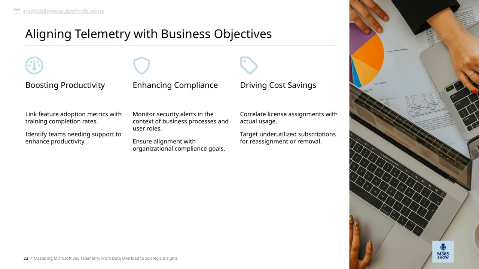By doing this, we ensure our security measures are aligned with our organizational compliance goals, keeping us protected and compliant. Lastly, linking feature adoption metrics with training completion rates allows us to identify teams that might need additional support. This helps us boost productivity by ensuring everyone is equipped and confident in using the tools effectively. All these strategies help us turn telemetry data into strategic insights that support and enhance our overall business goals.